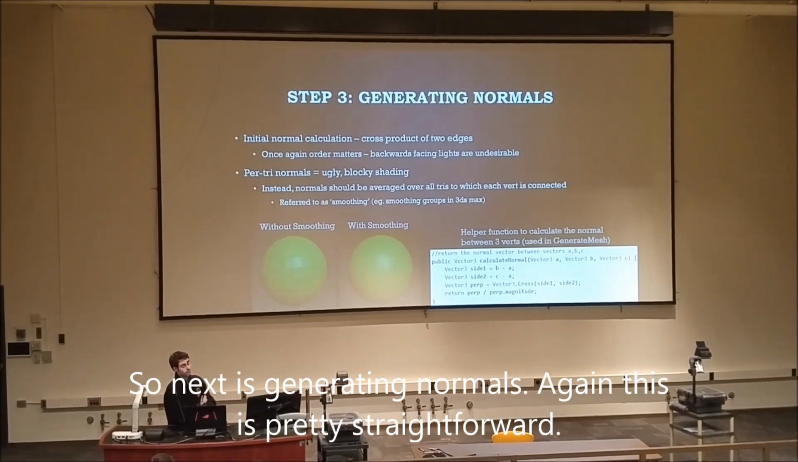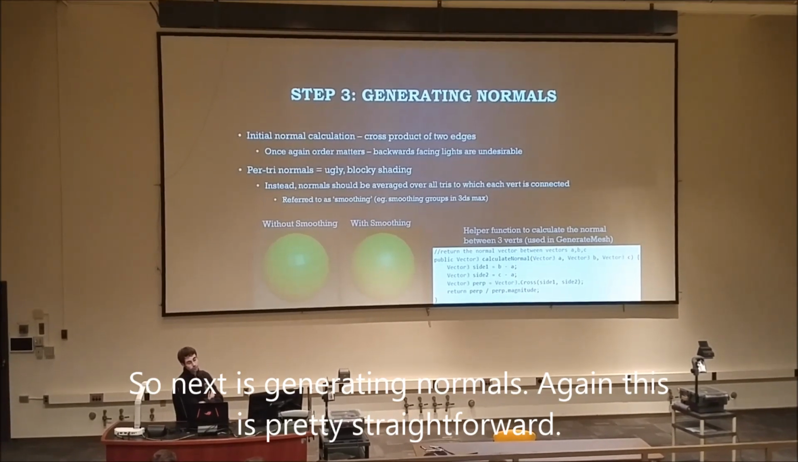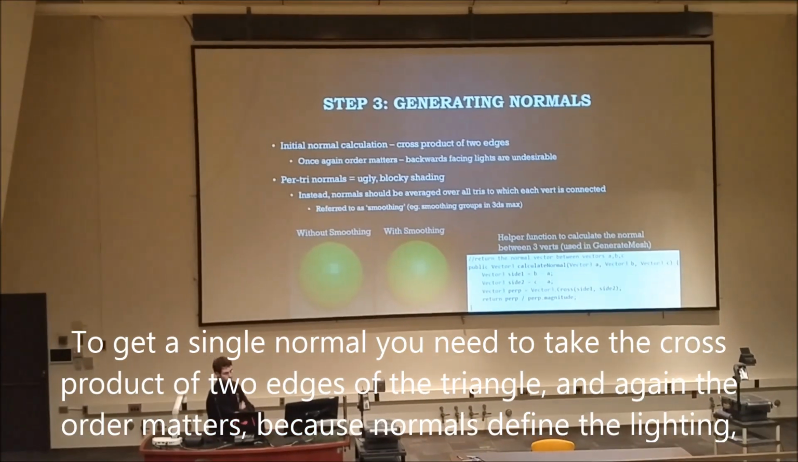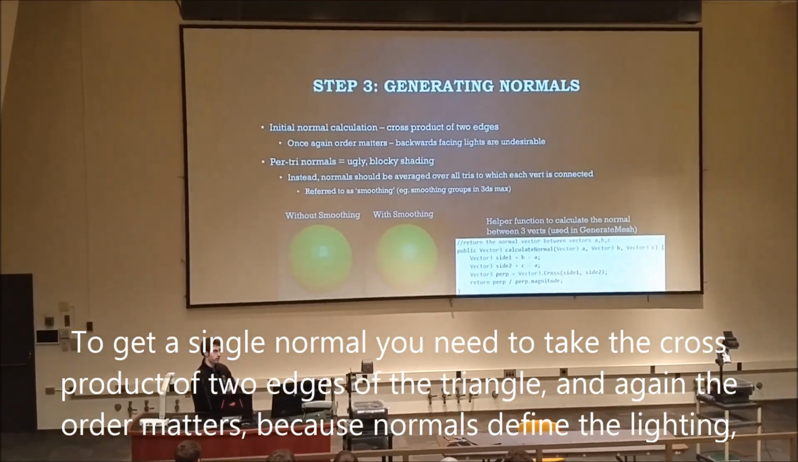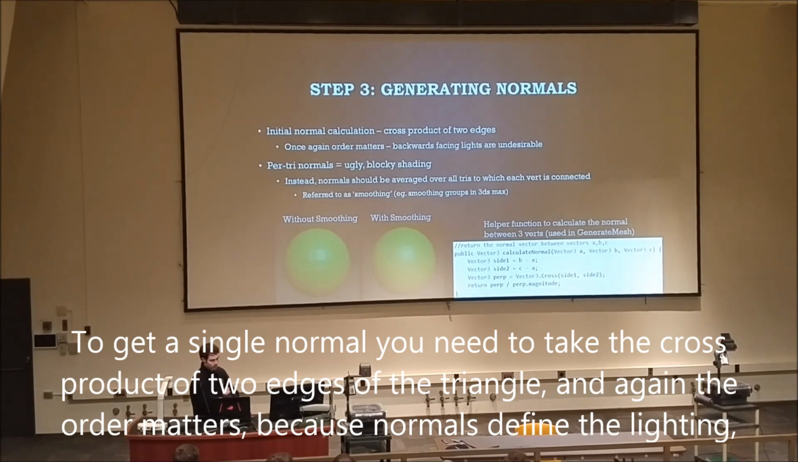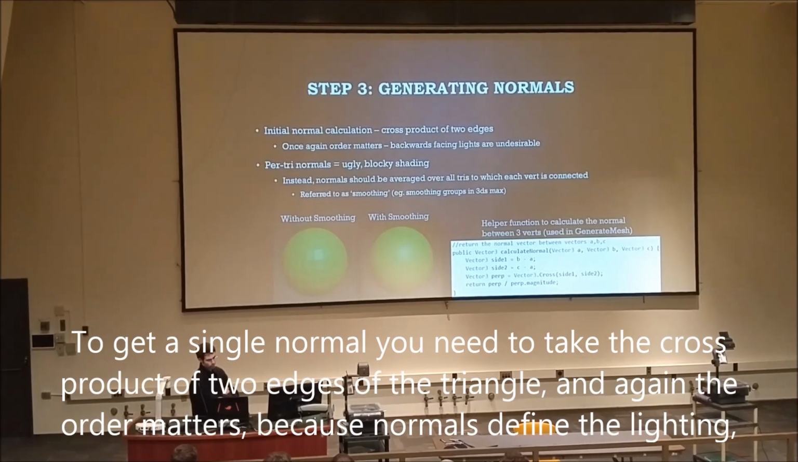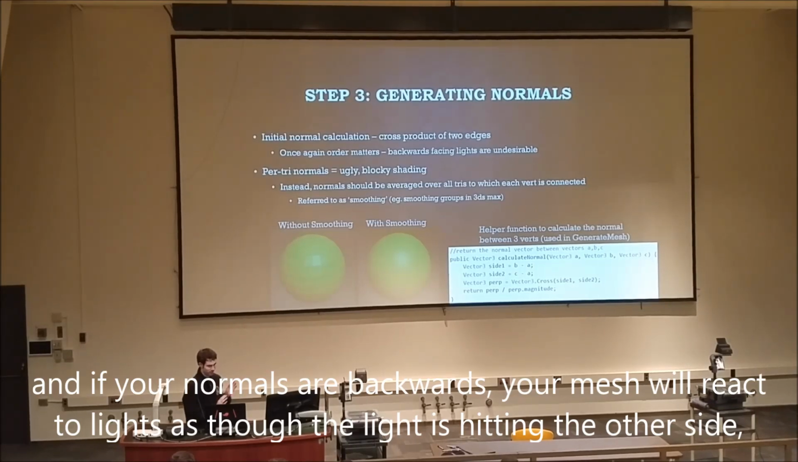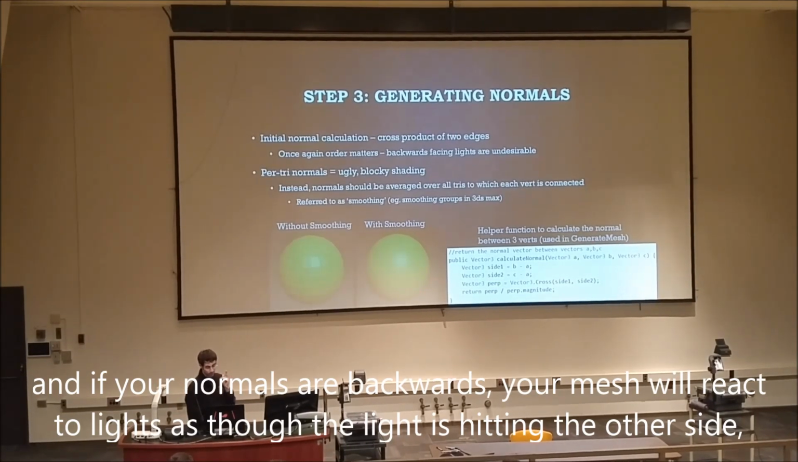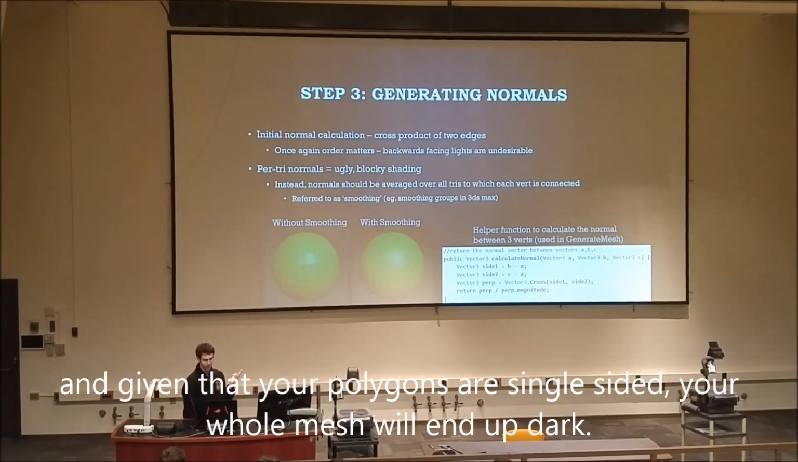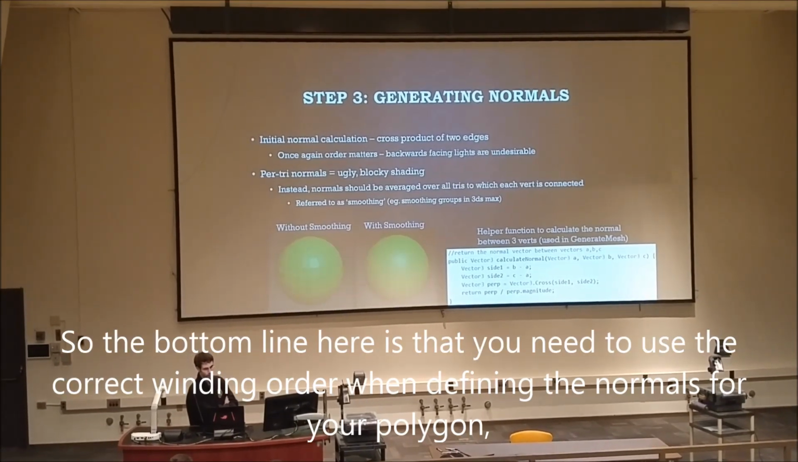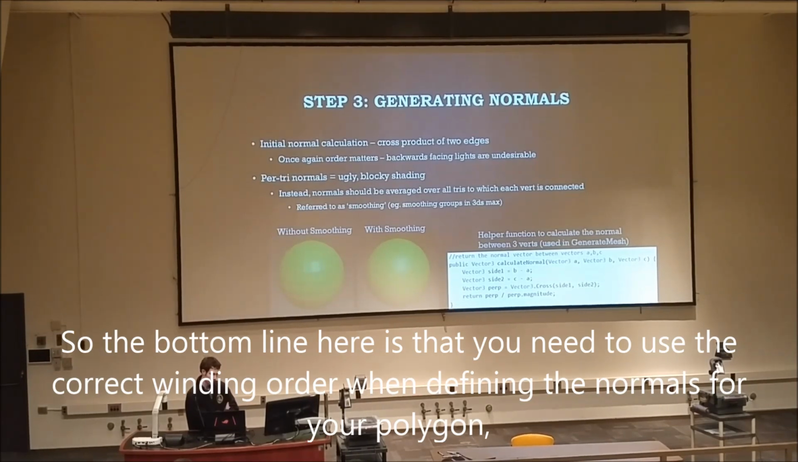So next is generating normals. Again, this is pretty straightforward. To get a single normal, you need to take a cross product of two edges of a triangle. And again, the order matters because normals define lighting. If your normal is backwards, you'll have a mesh that reacts to lights as though the light is hitting the other side. And given that your polygons are single-sided, your mesh doesn't work. So follow the winding order. You use the clockwise winding order, and most algorithms do that.